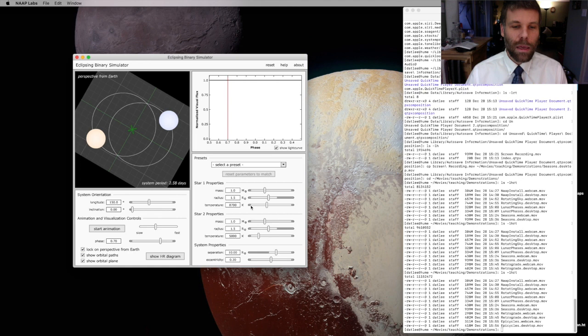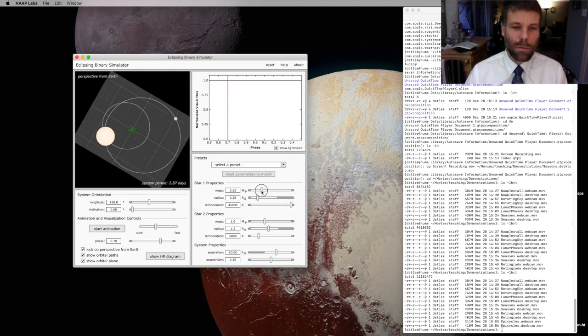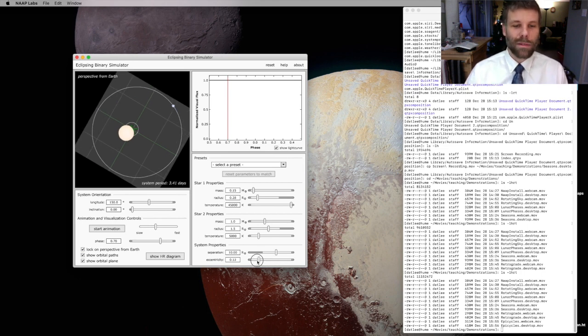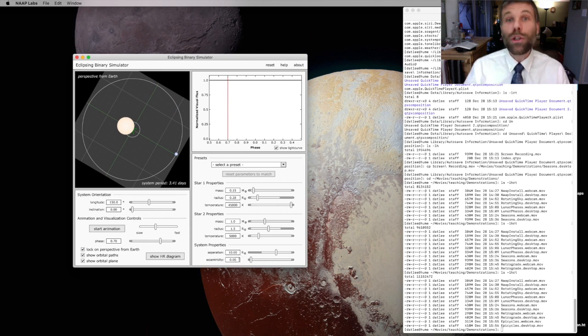So I'm going to take the first star, make it blue, and shrink its radius and its mass way down. So now it's going to be acting like, say, the Earth. And then the next thing I'm going to do is reduce the eccentricity of this system so that we don't have anything weird going on. We're just looking at perfectly circular orbits.